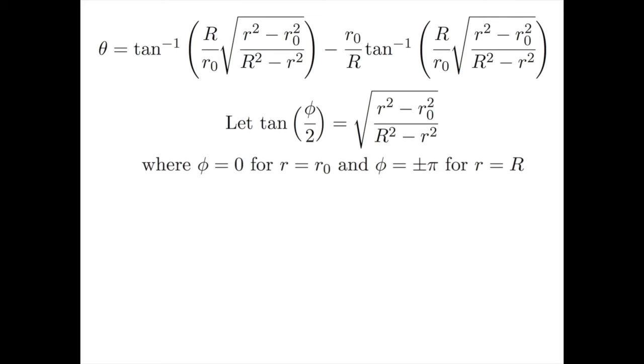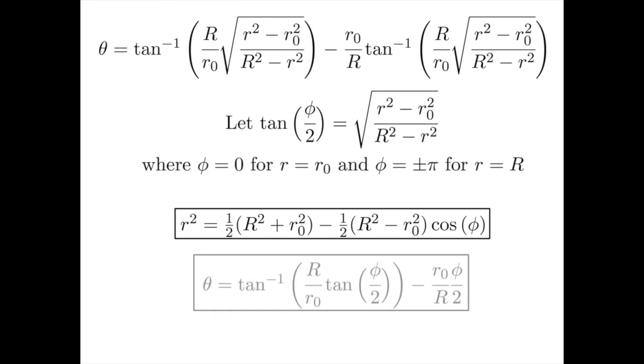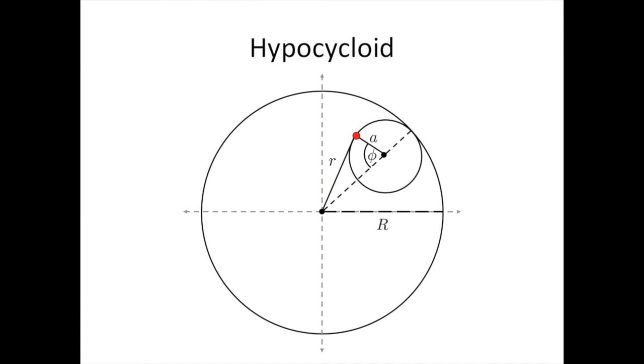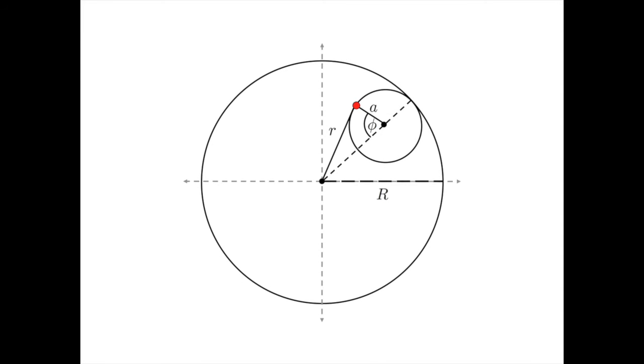Directly from this definition of phi, we are able to get an equation for r with respect to phi, and by plugging our substitution into the above theta equation, we get the corresponding theta equation in terms of phi. We now want to show that these equations of motion for the path of least time are that of a hypocycloid. A hypocycloid is the path traced by a small circle rolling around the inside of a larger circle. Here is a VPython simulation of various hypocycloids.